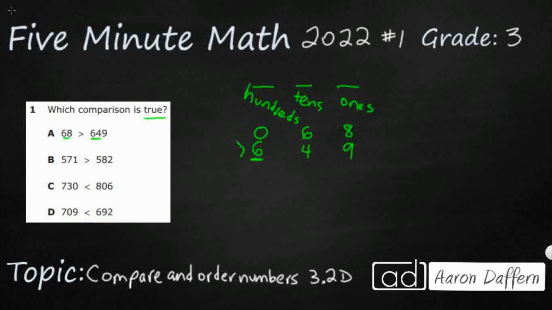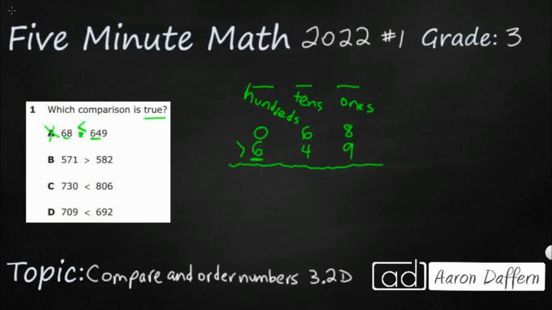So what we would do is if we wanted to write this correctly, we would actually have to flip that, because 68 is less than 649 because 649 has a 6 in the hundreds. And so we're going to use that kind of strategy for the rest of these here. So I'm just going to draw some squiggles. I'll keep everything lined up.